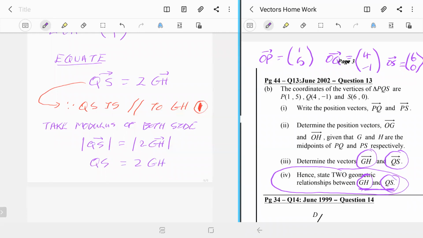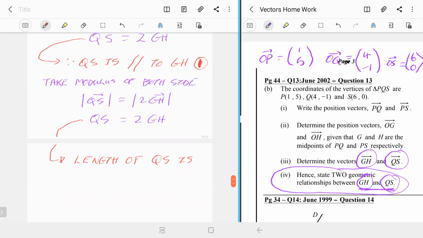That is a scalar relationship. So you can write the second conclusion now. Relationship number 2. See it here? Second conclusion: length of QS is 2 times, or twice, the length of GH. This is your relationship number 2. Two geometric relationships. That's it.